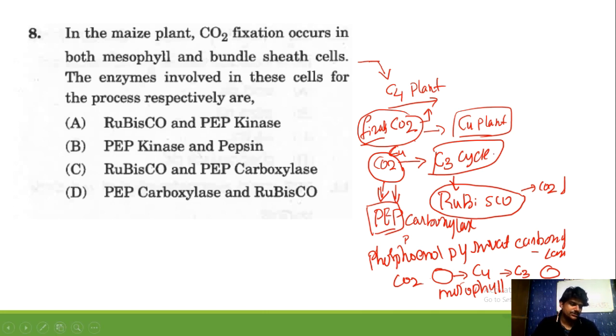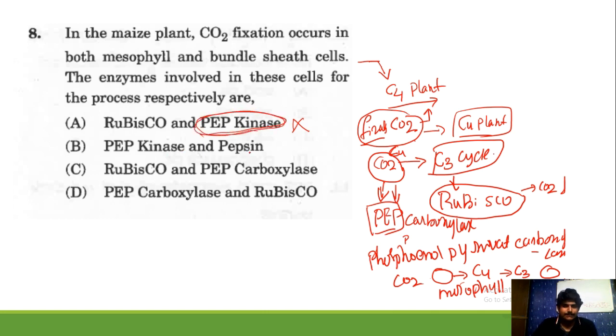So whenever it moves into the bundle sheath, again the rubisco is going to come. Okay, so then let's see what is the answer here. Rubisco and PEP kinase. No, it is the wrong answer, because rubisco we have to take respectively. So in mesophyll cells, rubisco will not be there, and PEP kinase doesn't do anything here.